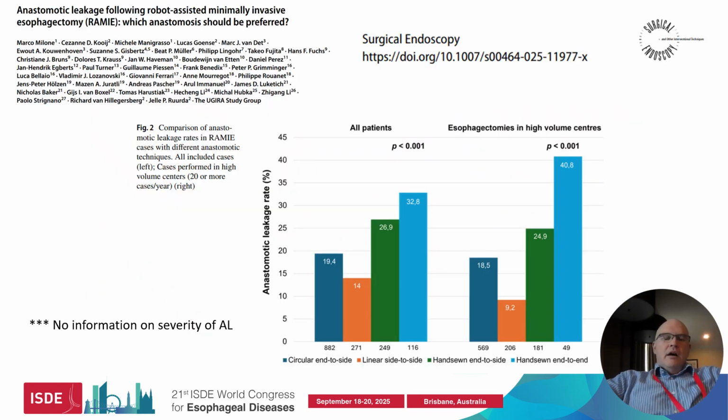And recently, alarming levels of anastomotic leakage of up to 30 to 40% have been seen in robotic oesophagectomy, and much lower rates with linear side-to-side staples. But for some reason, there's no information on the severity of anastomotic leakage in this series.